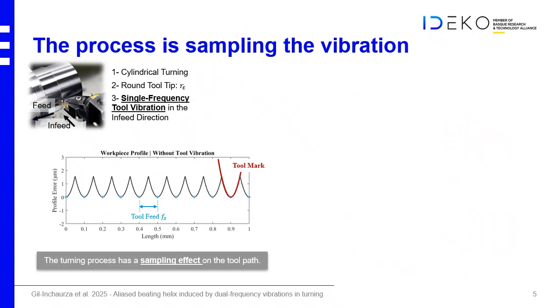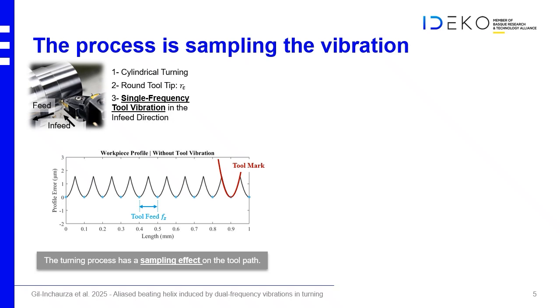To start with a simple process, we started with turning operations. In cylindrical turning with a round tool tip, we are looking at waviness issues with long wavelengths, so we are not looking at the roughness problems related to the tool marks, but at the longer profiles of several millimeters. With a normal process, we will get this profile where we get one tool mark every feed per revolution, and we get this turning profile.